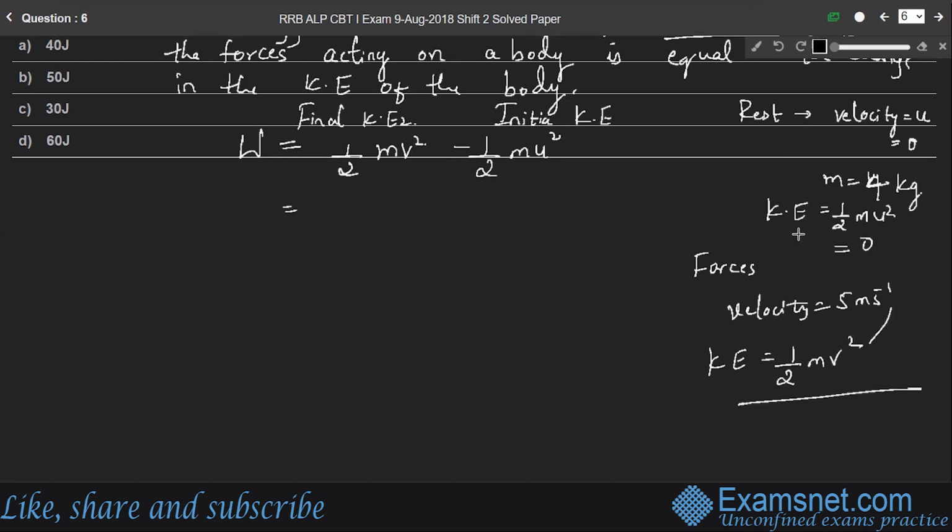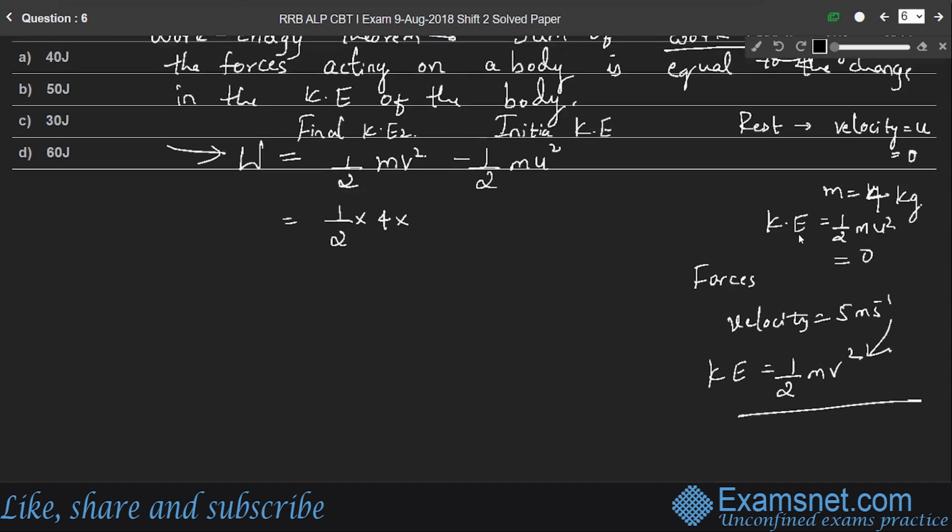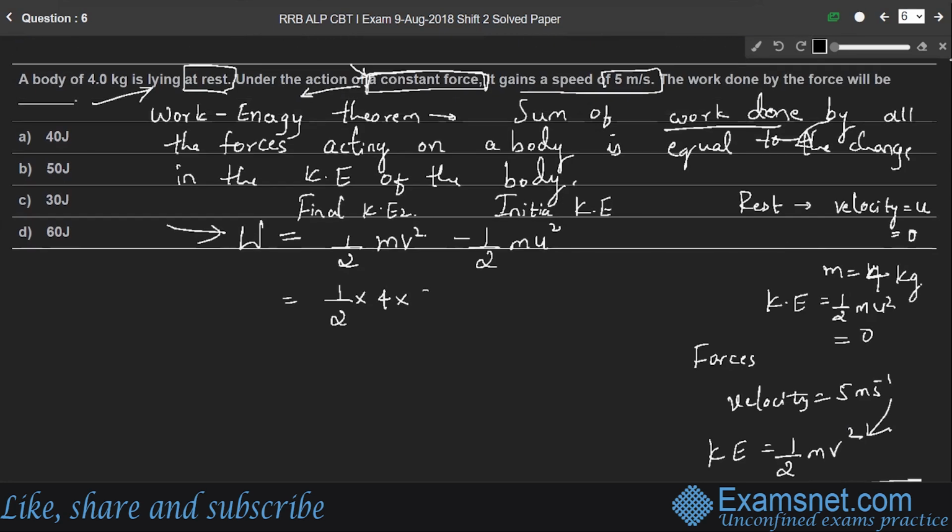Right? So substitute the value of V and M here. Therefore, work done on the body, to attain the velocity of 5 meter per second, is half mv square. So mass is 4 kg. V is the velocity of the body, which is 5 meter per second. Therefore, it is half into mass 4 kg into 5 square minus half m u square.